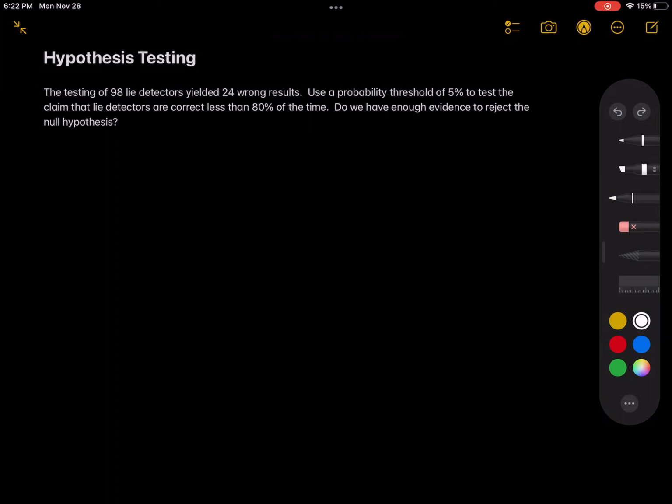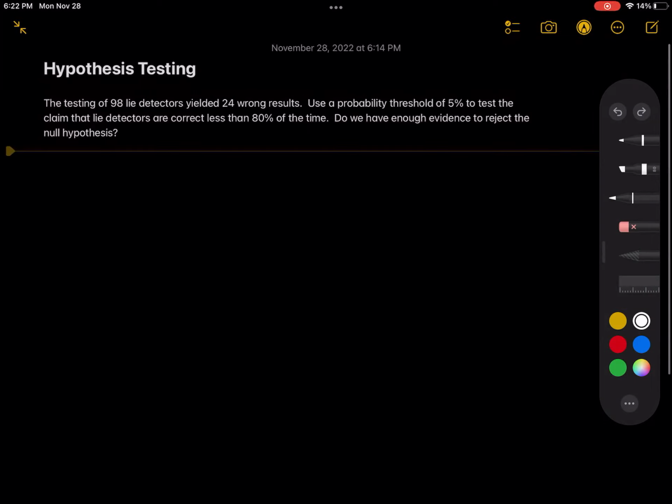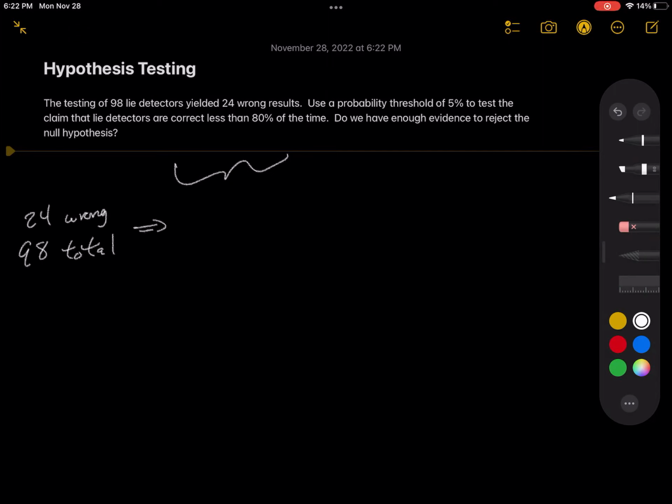So let's focus on this claim. The claim is it's correct less than 80% of the time. But right now, I don't have a proportion of correct results out of all results. I have that there are 24 wrong results out of 98 total. But I can find the proportion of correct results by just taking 98 minus 24, right? Take the rest of them. So if I do that, 98 minus 24, that's the number of correct results.